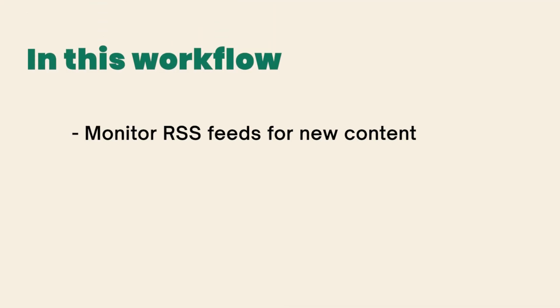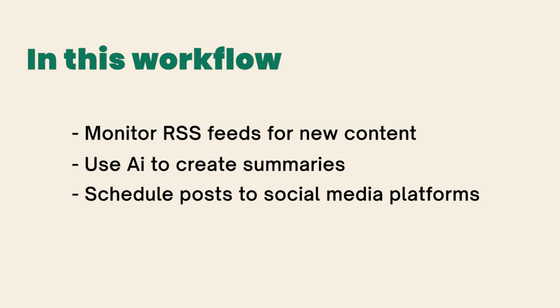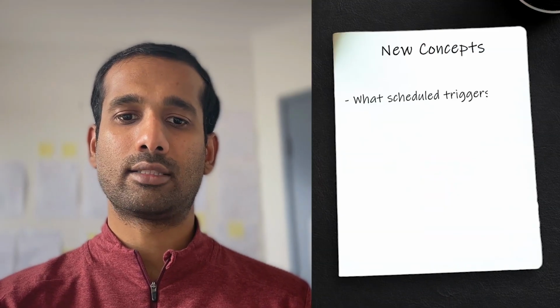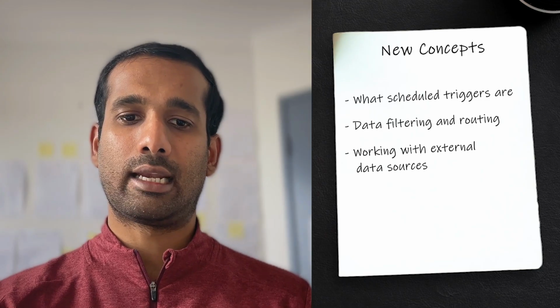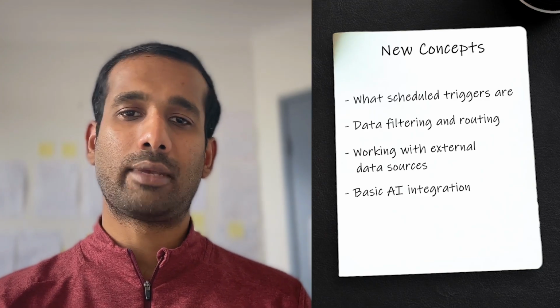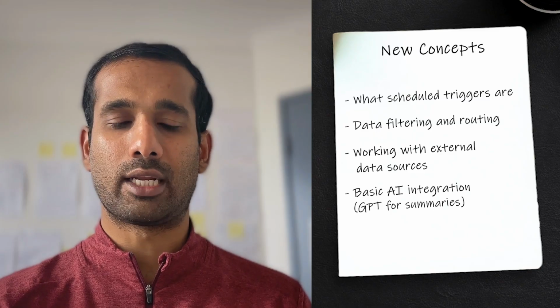In this workflow, you're going to learn how to monitor RSS feeds for new content. You're going to use AI to create a summary, and we're going to schedule posts, in this case tweets, for social media platforms that we're just going to save in a Google Sheet for simplicity. So the new concepts you're going to learn in this video are what scheduled triggers are, data filtering and routing, working with external data sources, and using basic AI integration, in this case ChatGPT, for summaries.